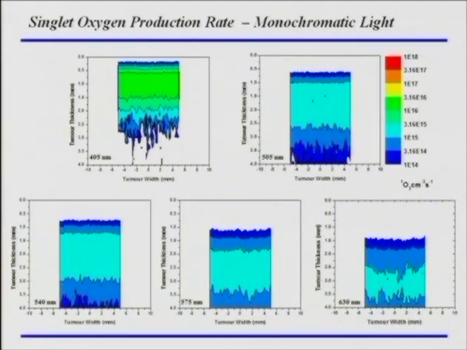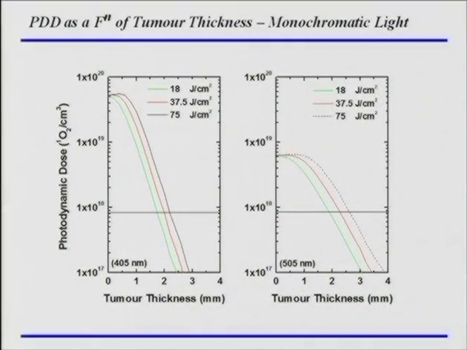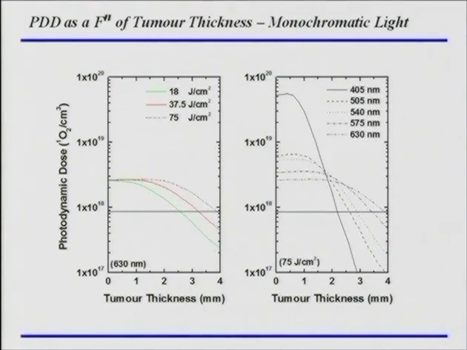This is at the end of your treatment after you've given 75 joules. Again, it's a snapshot in itself. It's not telling you very much. And you can see the 405 up there and the 630 down here and the other wavelengths in between. I think this is quite useful, presenting the results like this. If you just take the 75 joules, there's your 405 nanometers, treating down to 2-something millimeters. 505, you're pushing it a little bit deeper. 540, a little bit deeper. 575, a little bit deeper. And 630, deeper still. And this puts them all together.